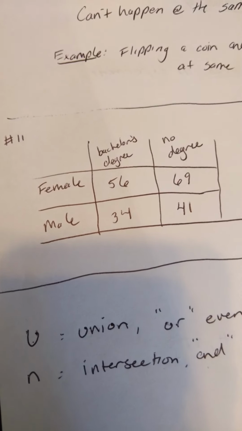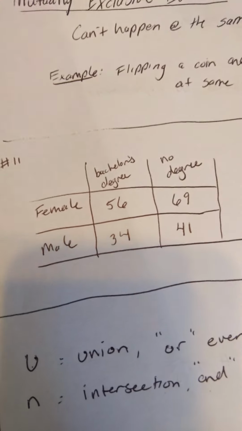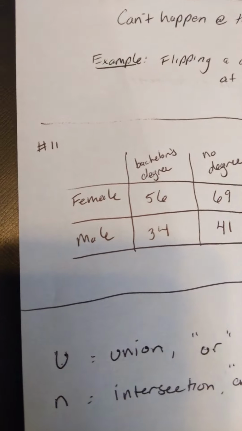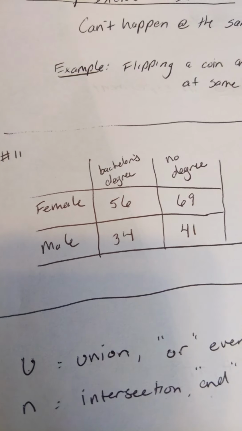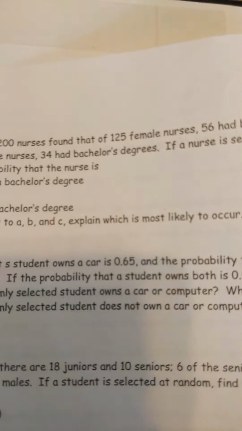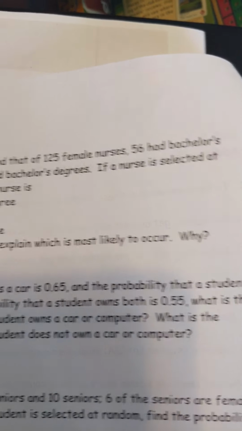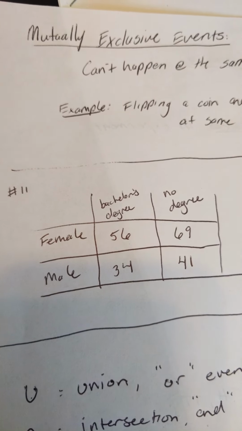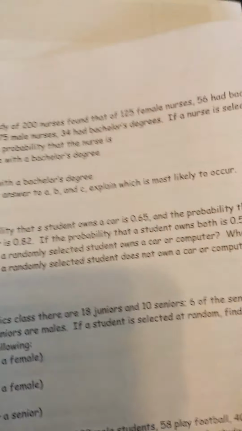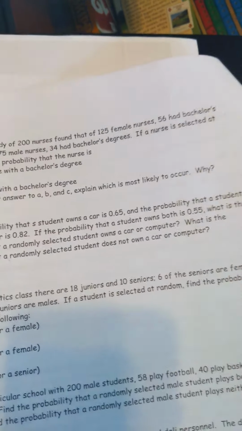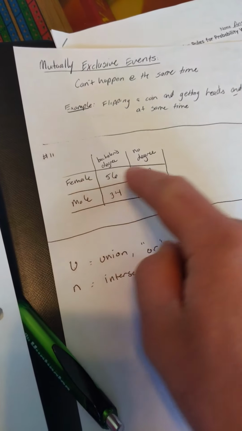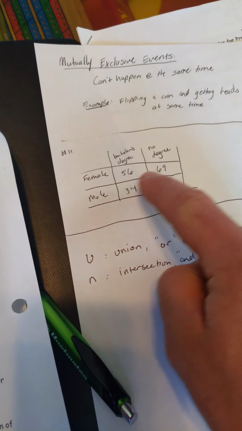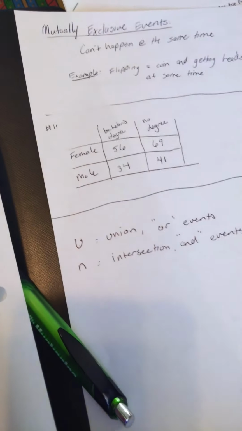Punnett square, in a sense, a little graphic organizer to help you organize your numbers. If you notice through this, I have 56 females that have bachelor's degree and 69 that don't. Well, it says the 125 female nurses, 56 had bachelor. You can do the subtraction to figure out the non-degrees. And then I also did that for males. So now, a female nurse with a bachelor's degree, well, I have female nurses with a bachelor's degree. That's 56 out of female nurses. That's 56 out of 125.